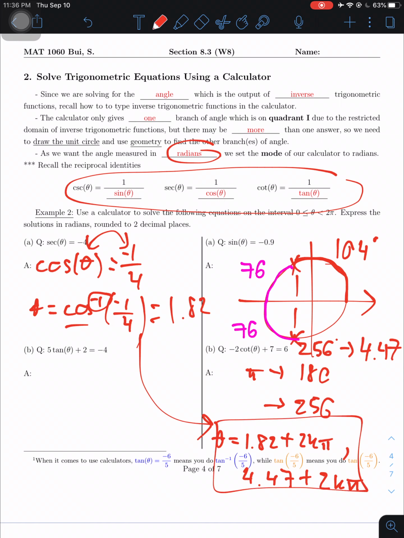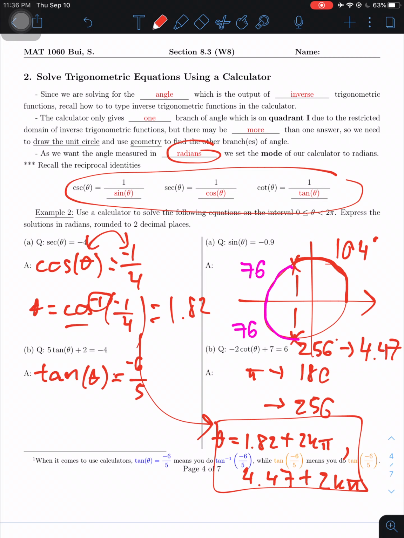Okay. Similarly, we're gonna do the same thing for the second one. First of all, we're gonna solve for tangent, and I'm gonna fast forward. First of all, we subtract 2 from both sides, and then after that, we're gonna divide by 5. So I'm gonna do -4 minus 2 on a calculator, which gives me -6. I divide it by 5, and it's a fraction, -6 divided by 5.